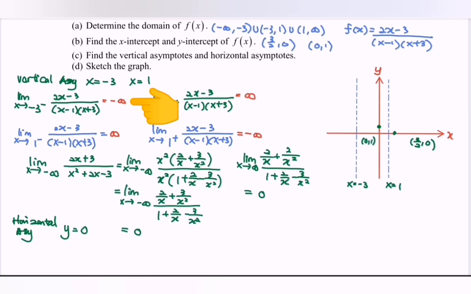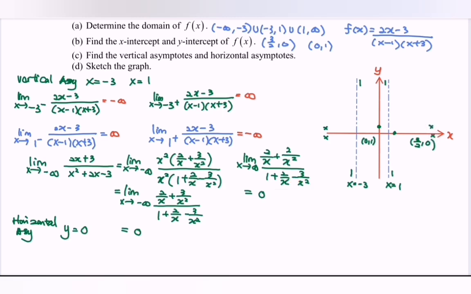Continue, refer to the behavior as x approaching -3 from the left. So the graph will be decreasing. As x approaching -3 from the right, the graph will be increasing. As x approaching 1 from the left, the graph will be increasing. As x approaching 1 from the right, the graph will be decreasing. Continue. Refer to the horizontal asymptote. As x approaching -infinity, the value of y will be approaching 0. As x approaching positive infinity, the value of y will be approaching 0 as well.